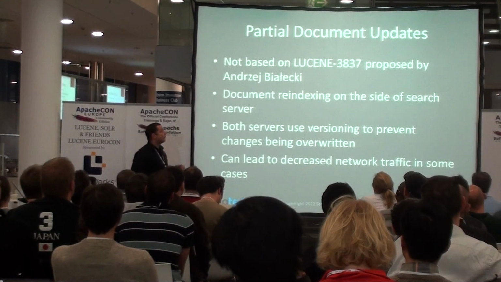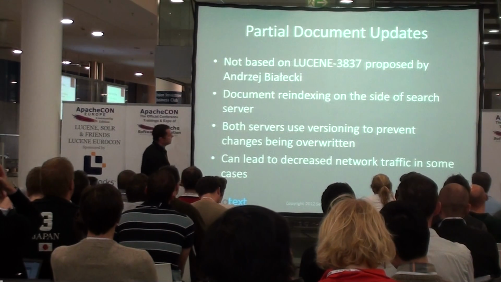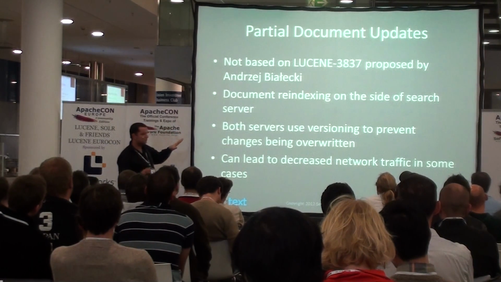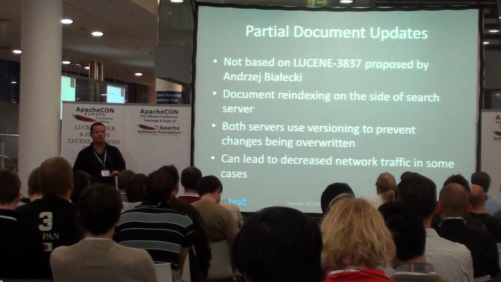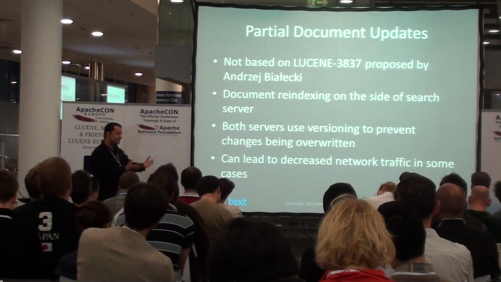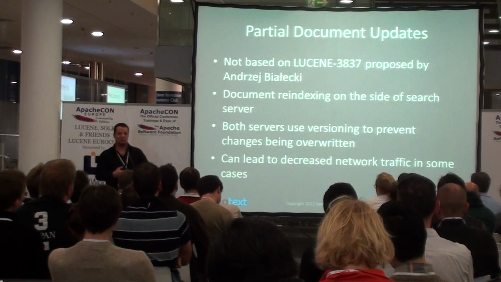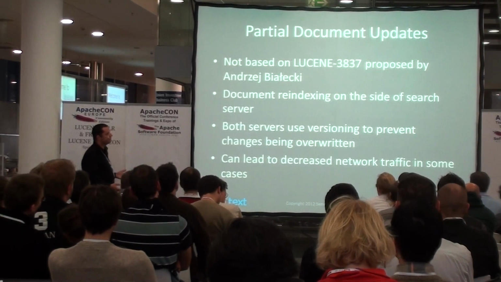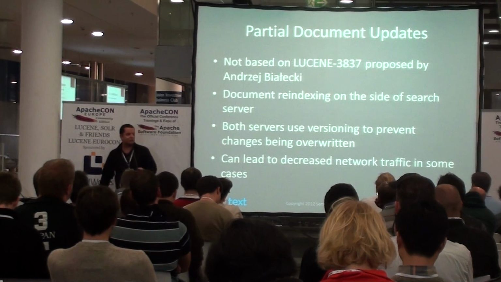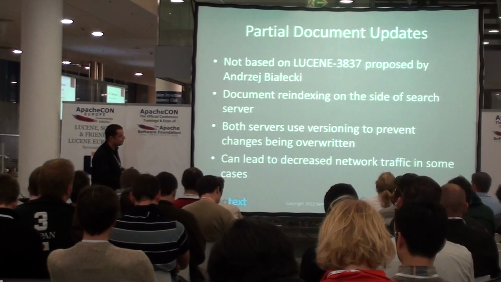Both search servers provide partial document updates. They are not based on the 3.7 Lucene Jira issue, which was proposed by Andrzej. What it does is require a stored field, in Elasticsearch the source, and it just gets the original document, applies all the changes that are needed, and reindexes the document. Both servers can use versioning to prevent changes being overwritten. And of course, it leads to decreased traffic over your network.